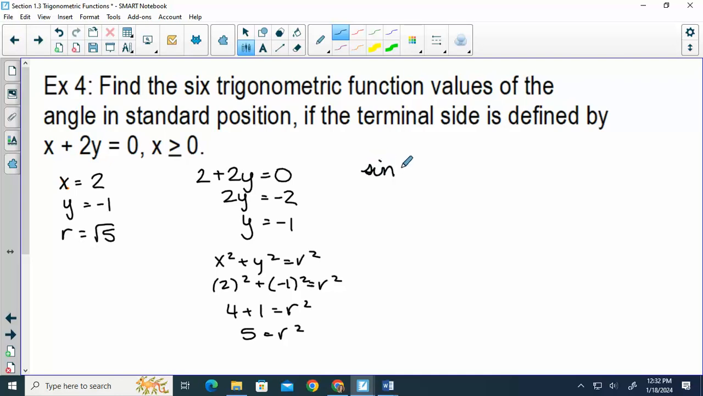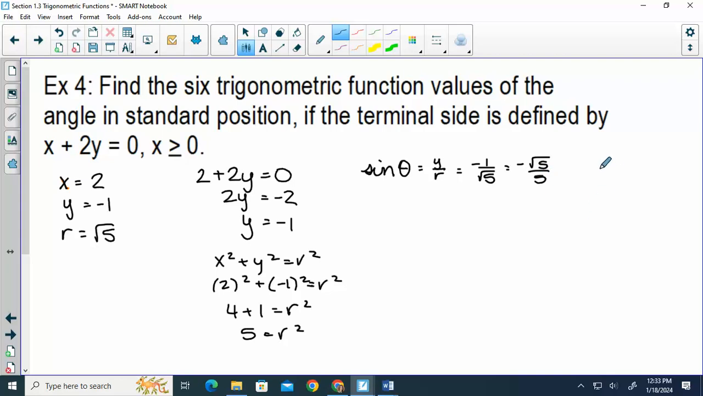Remember, if you put a trig function, you need an angle with it, so we're going to say sine theta. What is the definition of sine? Opposite over hypotenuse, so y over r. So we get -1 over the square root of 5. Is that proper notation? No, we have to get rid of that. So multiply by radical 5 on top and bottom, so negative radical 5 over 5.